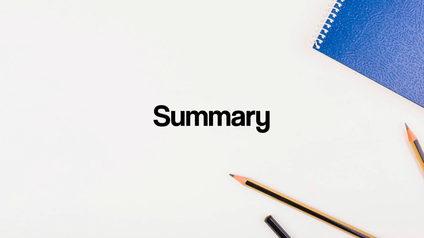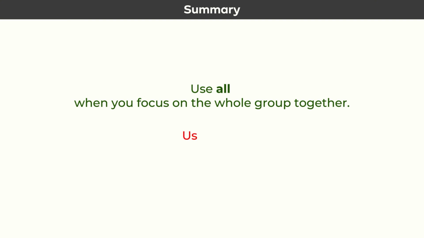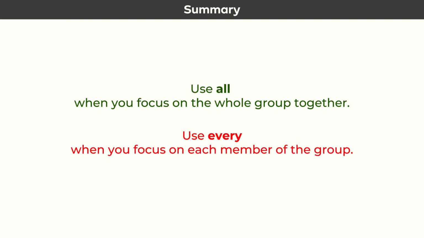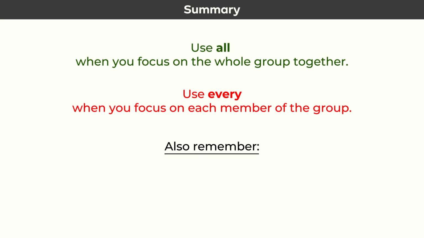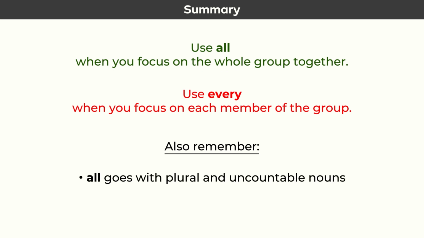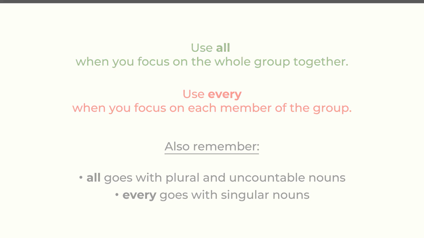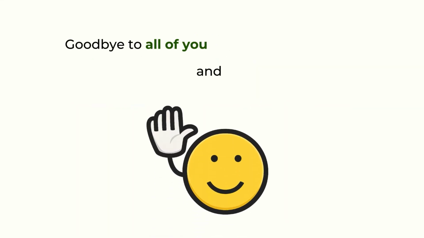Summary. Remember, use all when you focus on the whole group together. Use every when you focus on each member of the group. And also remember, all goes with plural and uncountable nouns. Every goes with singular nouns. So today I say goodbye to all of you and to every one of you. And now you know why English can choose one word instead of the other.